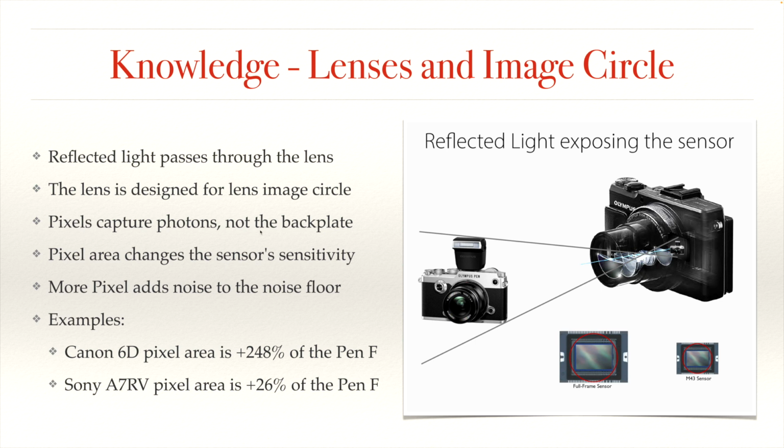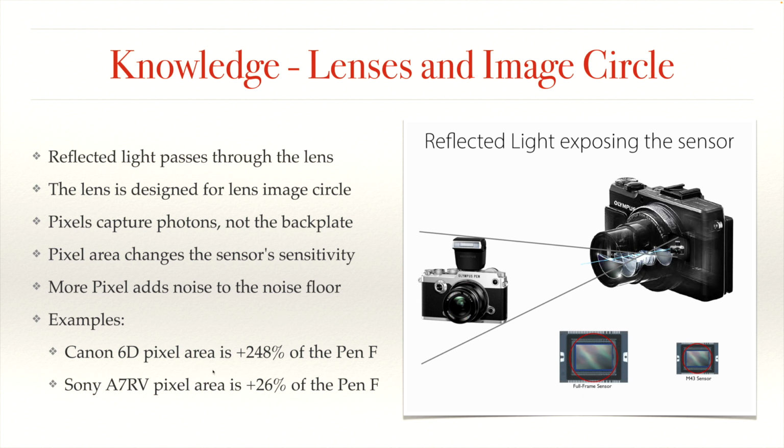Pixels capture photons, not the size of the backplate of the sensor. The pixels are capturing photons. It's so important: your pixel area changes sensor sensitivity. So larger pixel areas are more sensitive and can capture more image detail, especially in the shadows. That's why pixel area can make a difference. The so-called size effect of different sensors is typically in this area here. More pixels add noise to the noise floor, as I explained before.